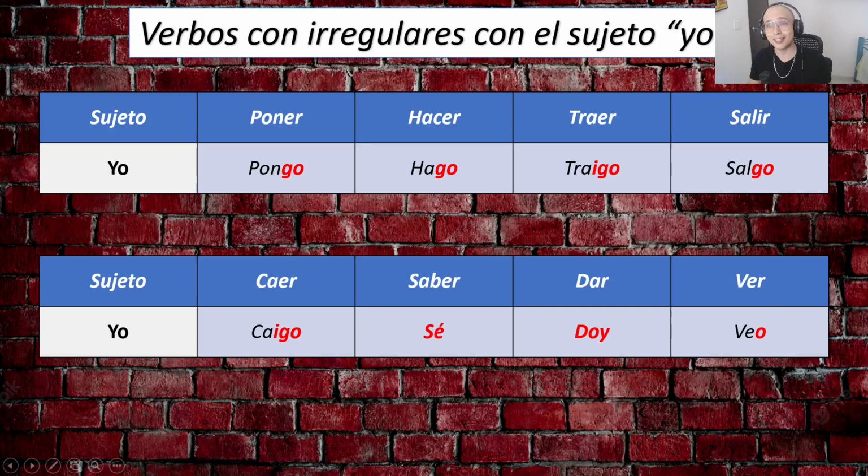Well, with these guys, we finish with all the conjugations in the simple present in Spanish. Now we just need to be practicing them so we get familiar with how they sound and when we need to make the little changes.